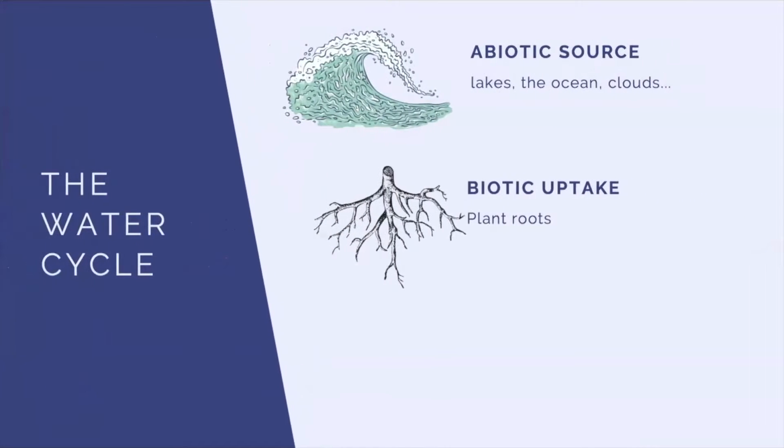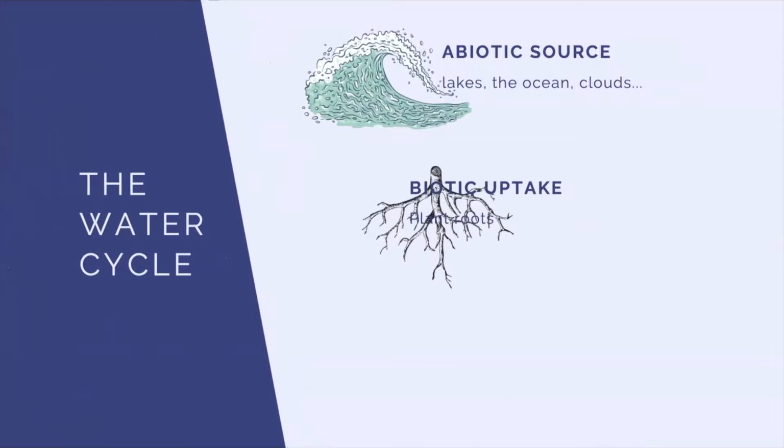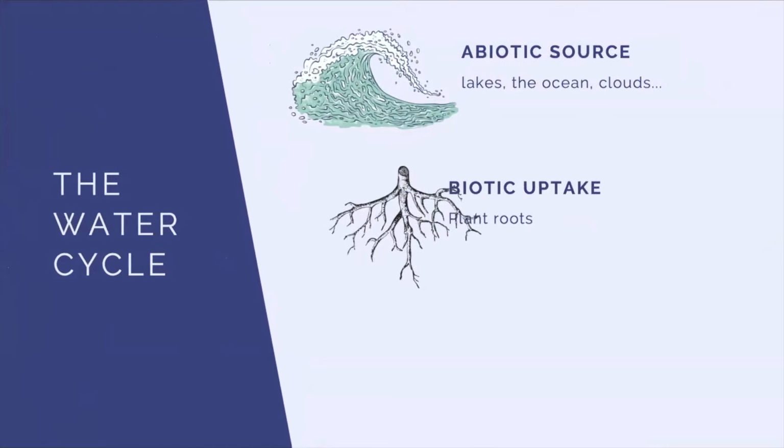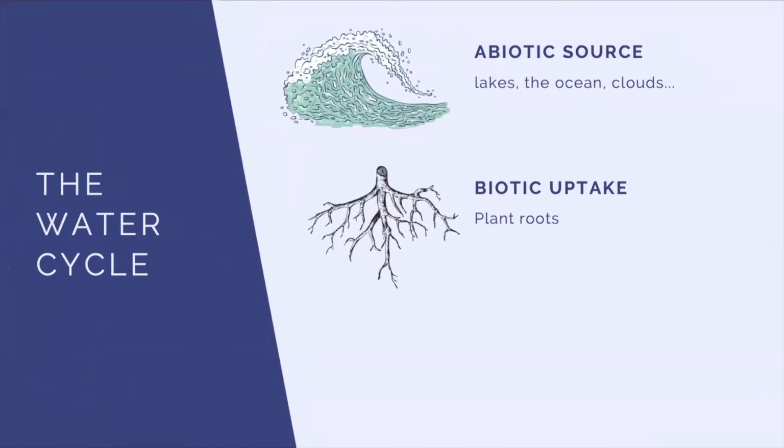First up is the water cycle. A fun fact is that only a small amount of the water on Earth is within living things at a given time. So let's first take a look at this thing called the abiotic source. Abiotic in science means non-living. Applied to the water cycle, the abiotic or non-living source of the water are lakes, the ocean, and clouds.